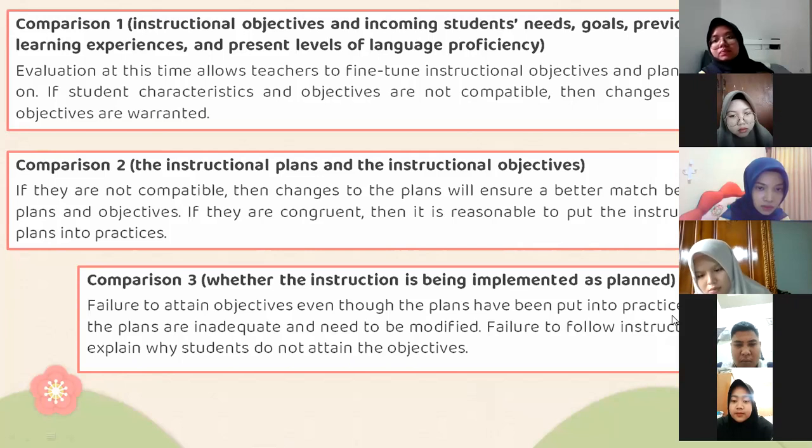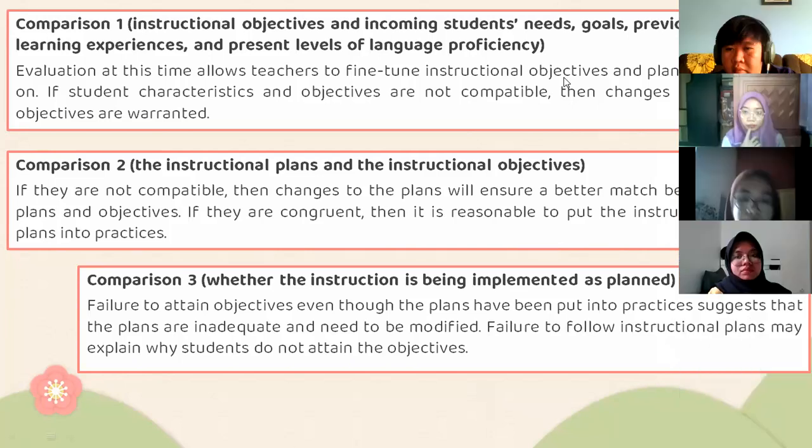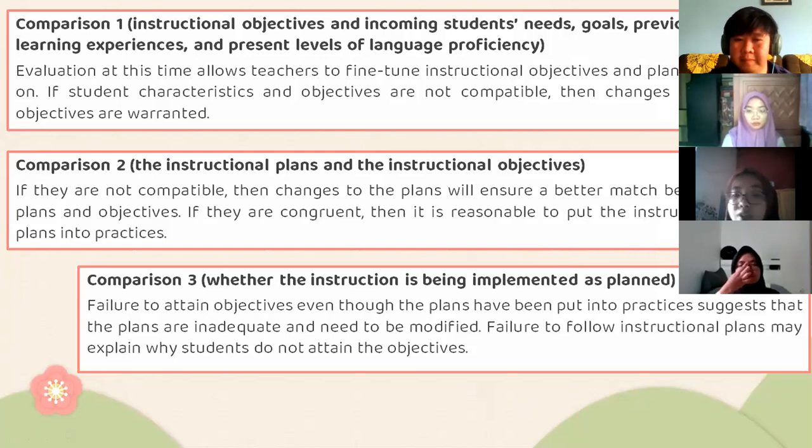And the last is comparison 3. We make sure whether the instruction is being implemented as planned. The failure to attain objectives, even though the plans have been put into practice, suggests that the plans are inadequate and need to be modified. And the failure to follow instructional plans may explain why students do not attain the aims or the objectives.